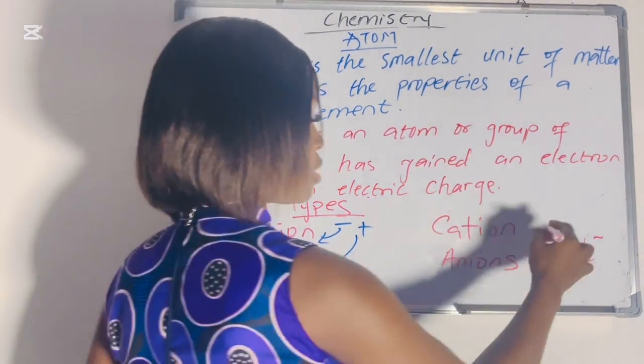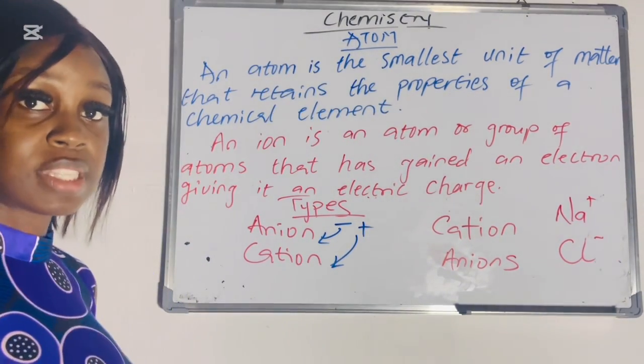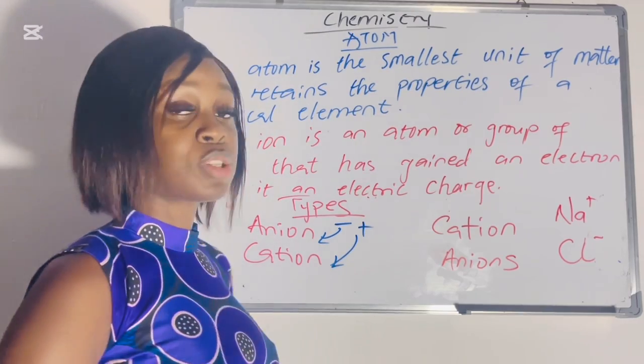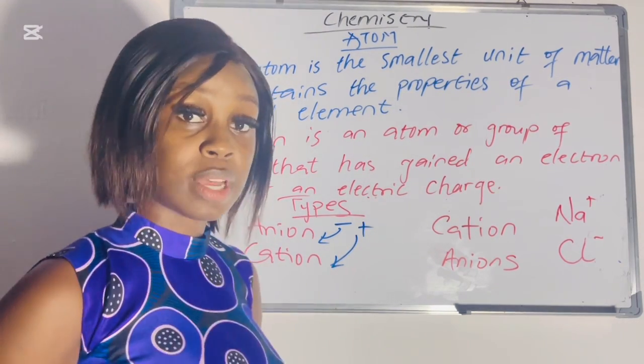Then we have another example. We have sodium with a positive charge. Sodium with this positive charge, is it a cation or an anion? I want you to answer that.